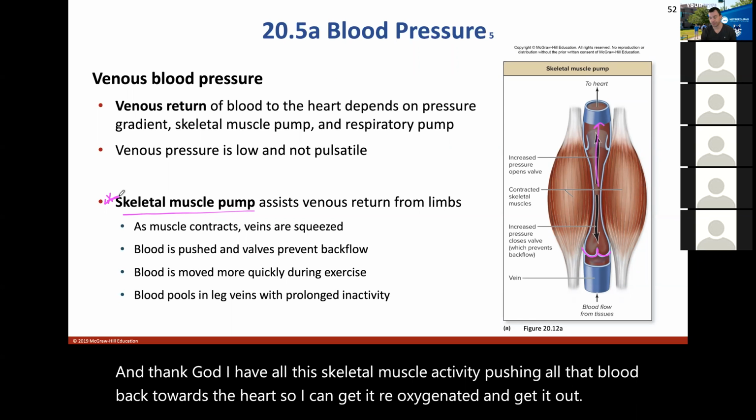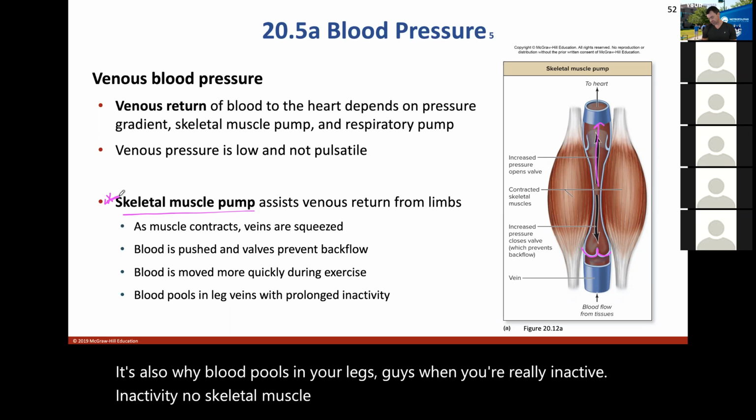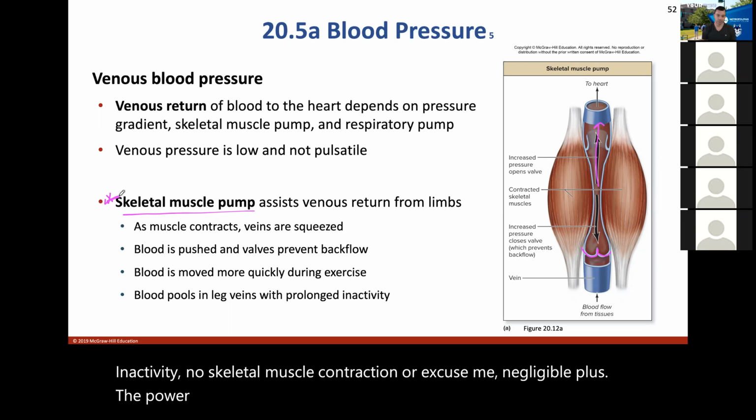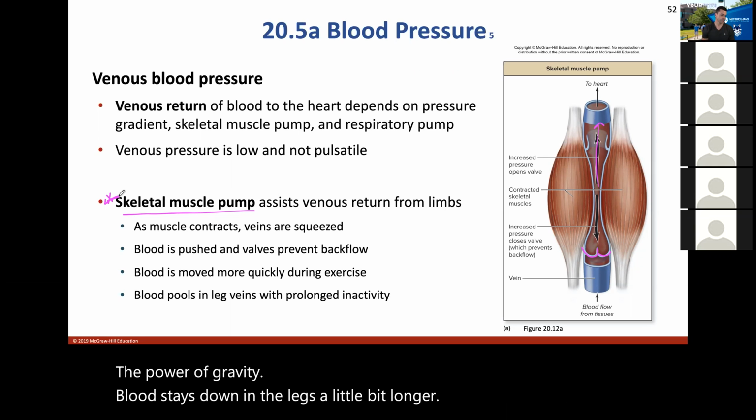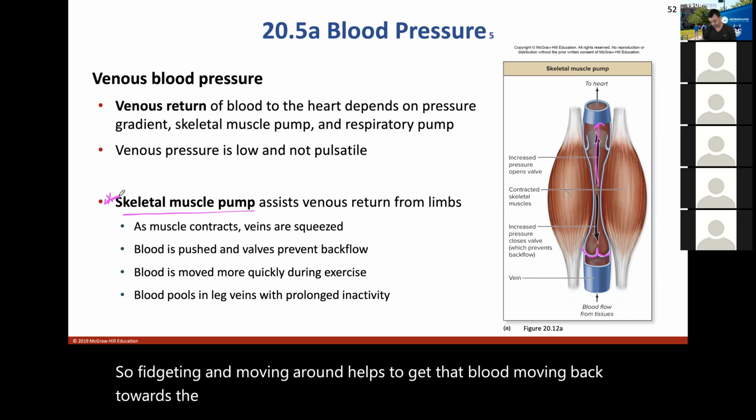It's also why blood pools in your legs, guys, when you're really inactive. Inactivity, no skeletal muscle contraction, or negligible, plus the power of gravity, blood stays down in the legs a little bit longer. So fidgeting and moving around helps to get that blood moving back towards the heart. Skeletal muscle pump.